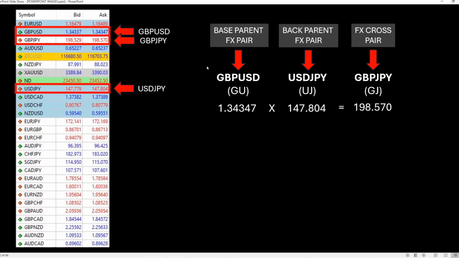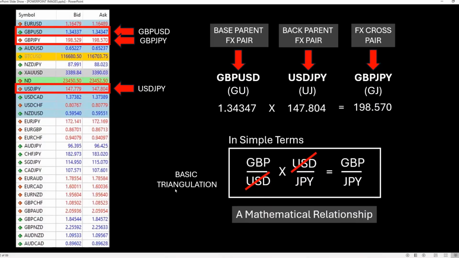And what is it? Quite simply, it's basic triangulation. We call it triangulation. You can actually write it this way: pound dollar times dollar yen, the denominator and numerator cancel each other out, and we get pound yen. You see that? It is a mathematical relationship. So this exists as a tri-pair. Tri-pair means three pairs. As a tri-pair family, they are interconnected mathematically. It is a strictly mathematical relationship.